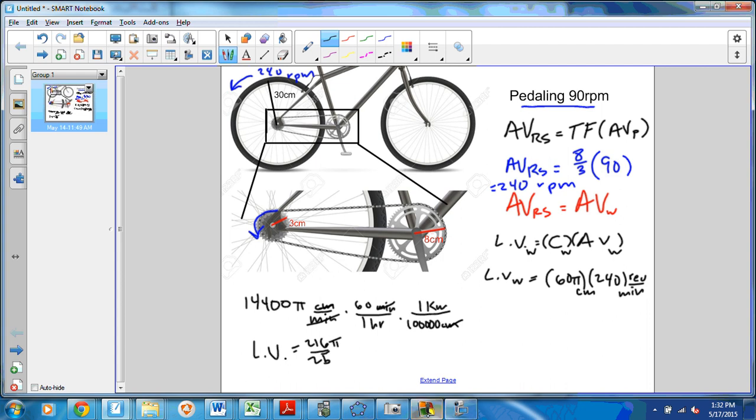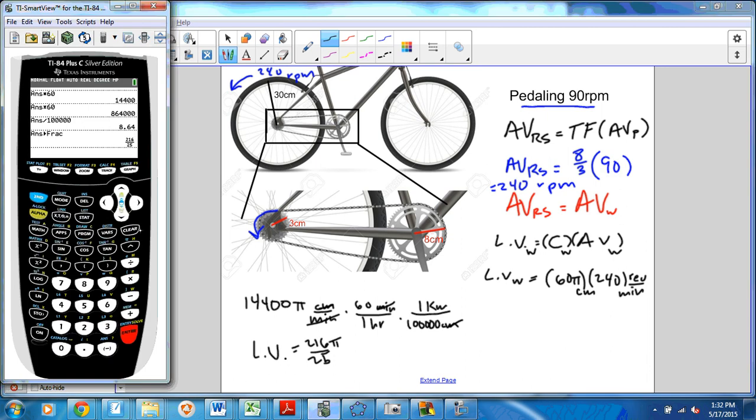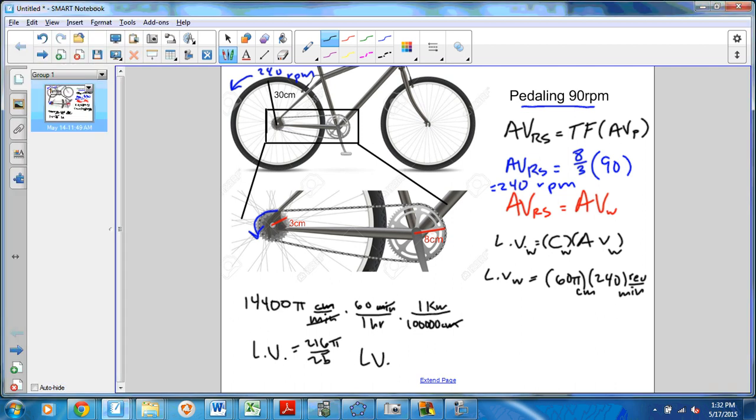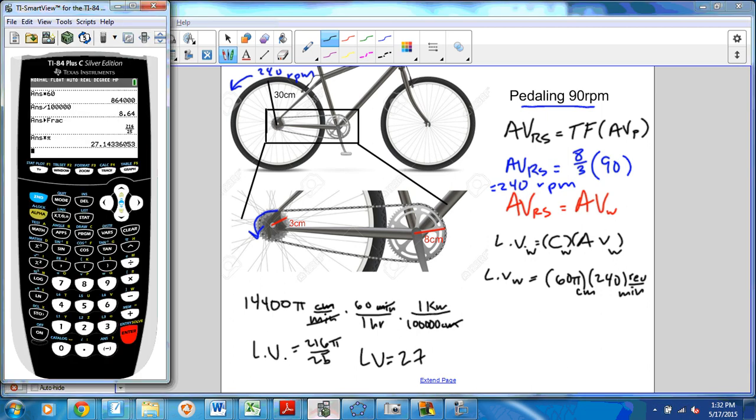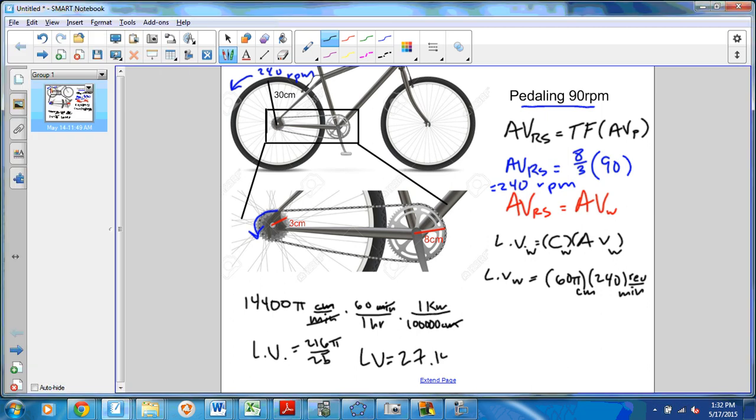So I'm going to do that answer in my calculator just to get a rough estimate of what that is in decimals times pi. And there it is. So our linear velocity equals 27.14 kilometers per hour, which is a reasonable speed for a bike, so that makes sense.